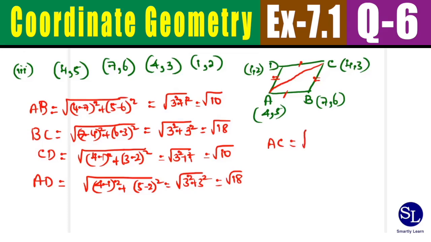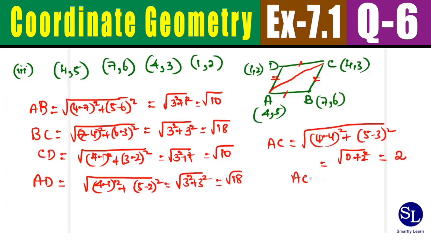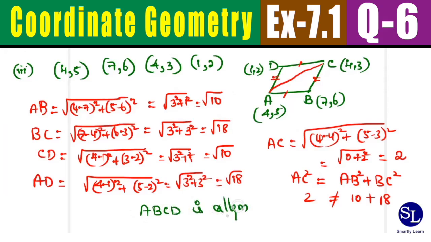So AC, I'm going to calculate, is (4-4)² + (5-3)². So it is root of 0 plus 2 squared, which is simply equal to 2. According to Pythagoras theorem, AC squared should be equal to AB squared plus BC squared. Let's check. AB squared is 10, BC squared is 18. This is not equal to AC squared, which is 2. Therefore, I will declare that ABCD is a parallelogram and not a rectangle.